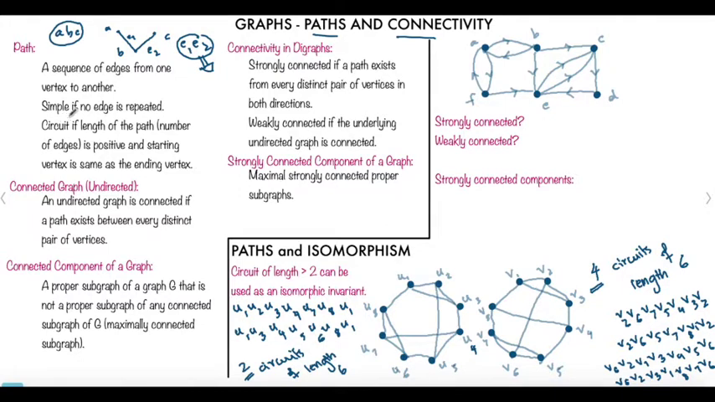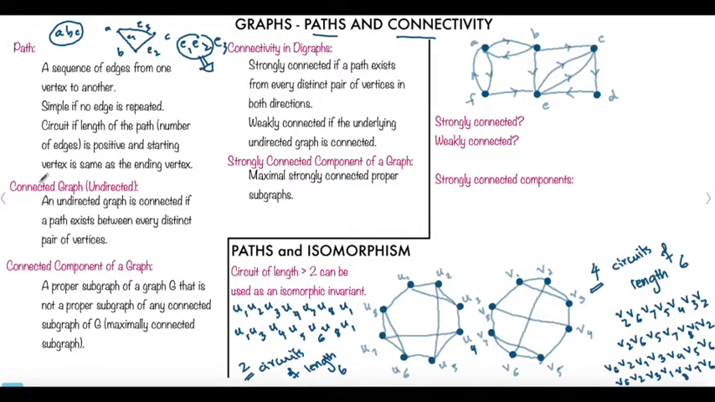Okay. So a simple path is one where no edges are repeated. If it has no repeated edge, then it's a simple path. A circuit is when the length of the path is positive and the starting vertex is the same as the ending vertex. So for example, if I add another edge here and I say this is my E3, then this becomes a circuit. Sometimes they are also called cycles, okay, for obvious reasons.